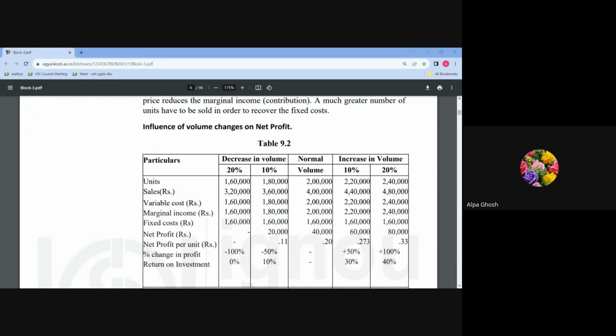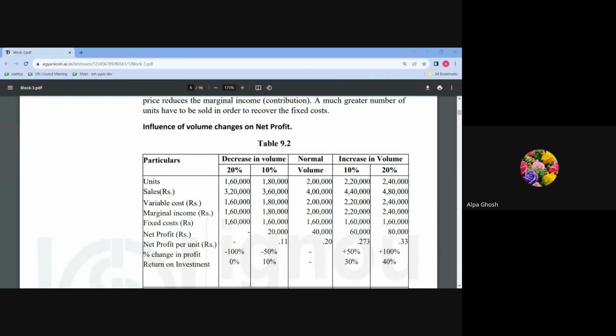So normal volume is 2 lakh units. In this, sales is 2 rupees per unit as per the information given in the question. So it is 2 lakh multiplied by 2, it is 4 lakhs. Then what is the variable cost? 1 rupee per unit. So 2 lakh units multiplied by 1, it is 2 lakhs. Then what is marginal income? 4 lakh minus 2 lakh, 2 lakh. Fixed cost 1,60,000 minus. So in the normal case, the profit is rupees 40,000. This is as per the information provided in the question.